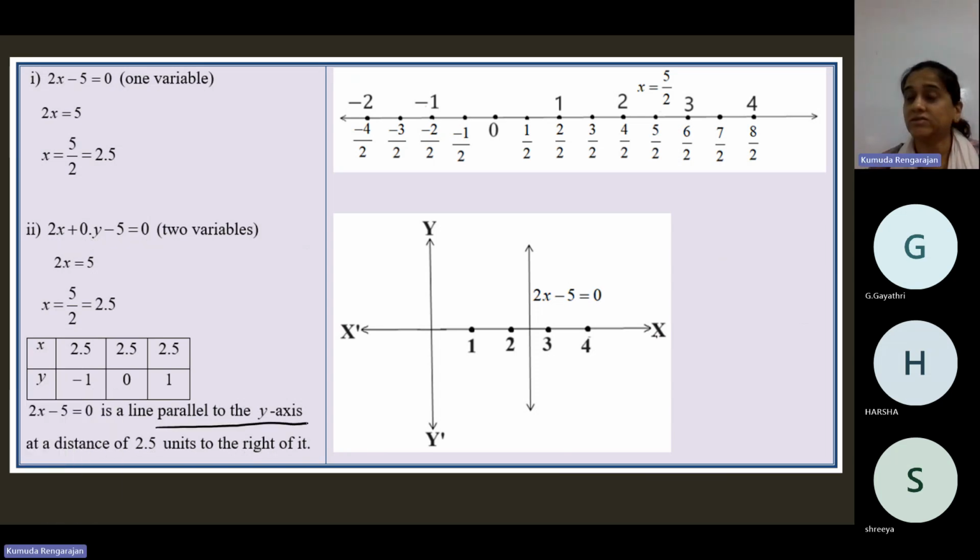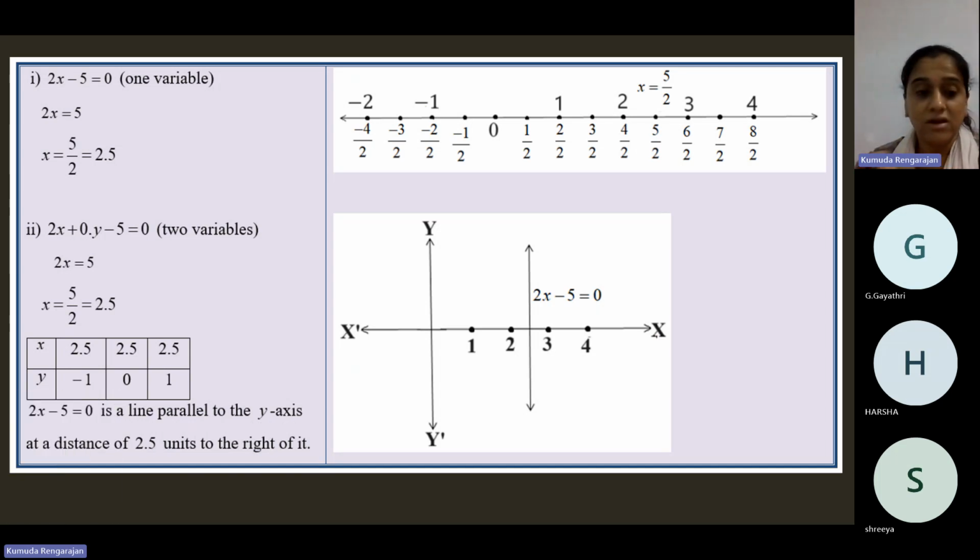Parallel to the y-axis, x is equal to. Distance is 2.5. Right means positive, left means negative. That's all. So these are the three key things you should look out for to construct the equation.